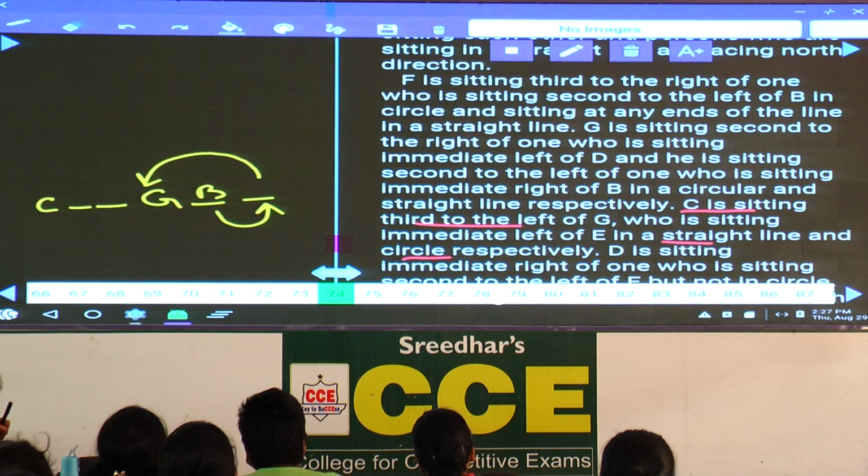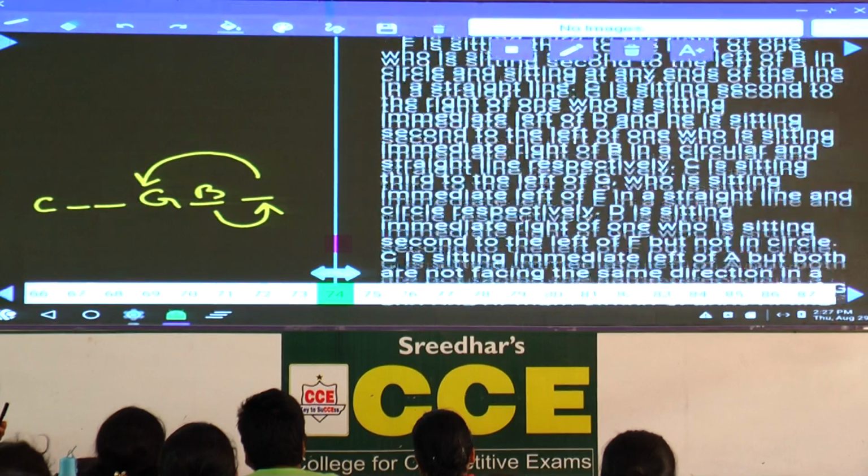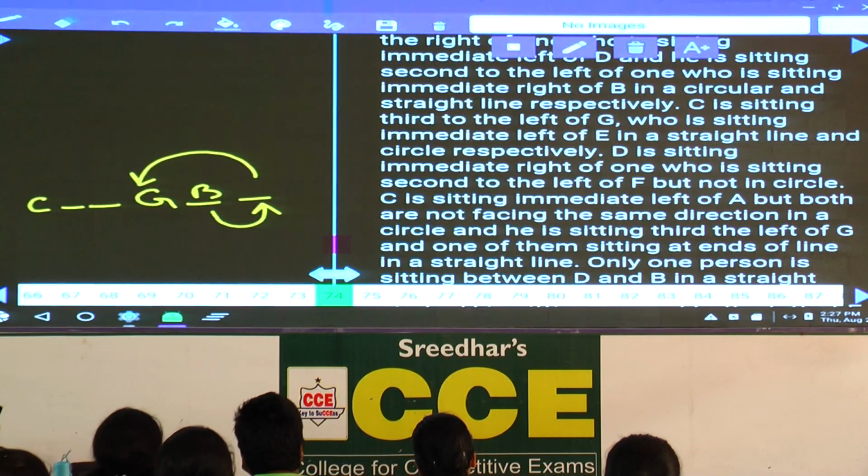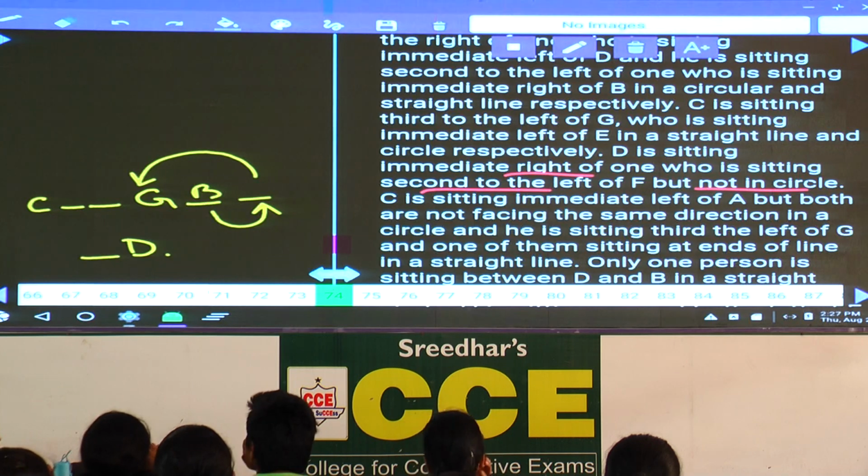Next one, D is sitting to the immediate right of the one who is seated second to the left of F, but not in circle. But not in circle means now in a straight line. Now in this one, D is seated to the immediate right of whom? D is to the immediate right hand side of the one who is seated second to the left of F. Now the one seated second to the left of F is this person, to the immediate right hand side of this D.